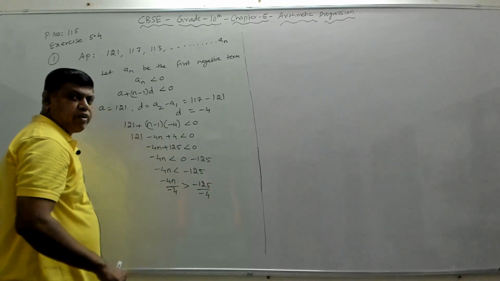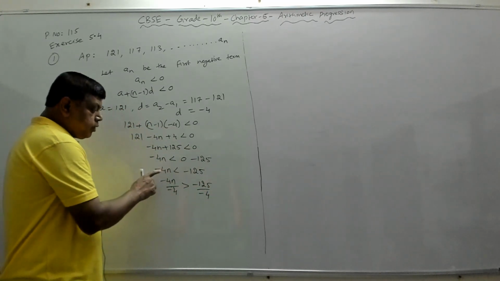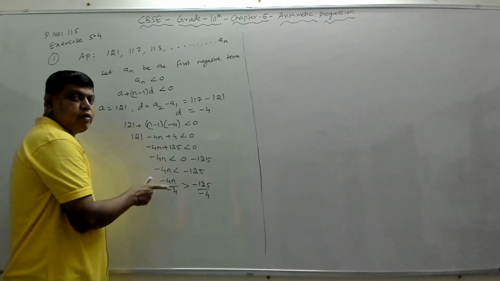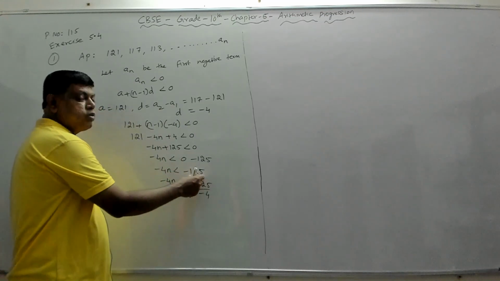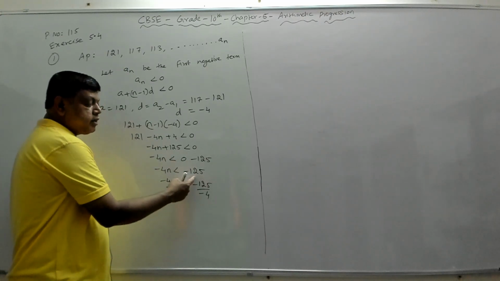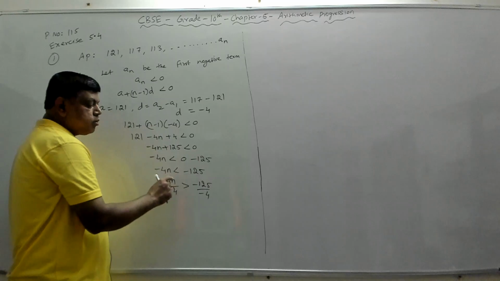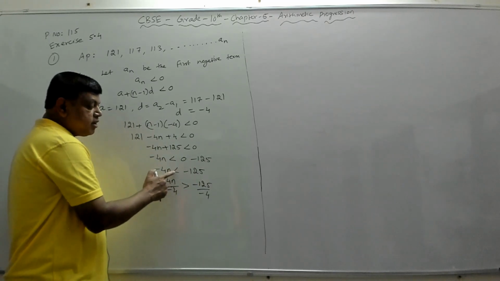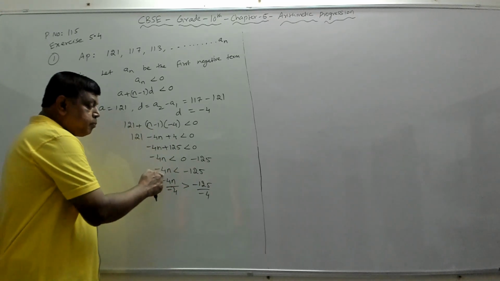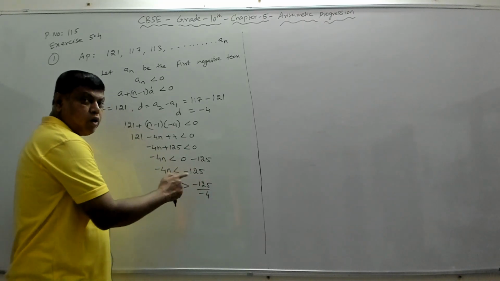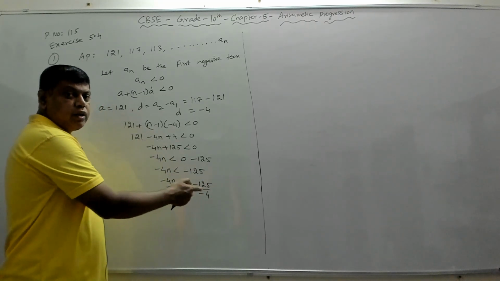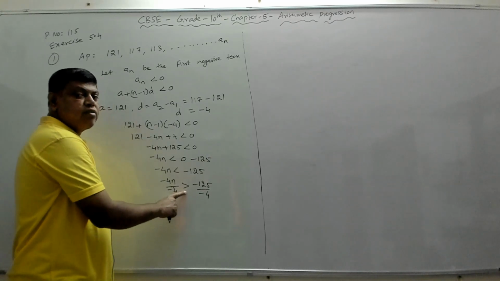Because we have to find the value of n, we need to remove this minus 4, which means we should divide by minus 4. Or you can take this minus 4 to this side. When you take a negative number to the right side and it becomes a divide, basically we are dividing both the terms by minus 4. When you do that, this less than will become greater than. If you divide both sides of the inequality by a positive number, then the sign doesn't change.